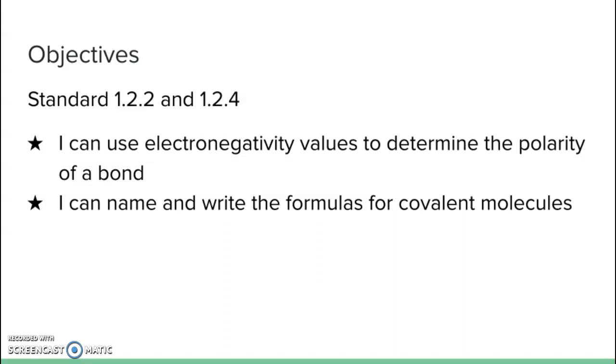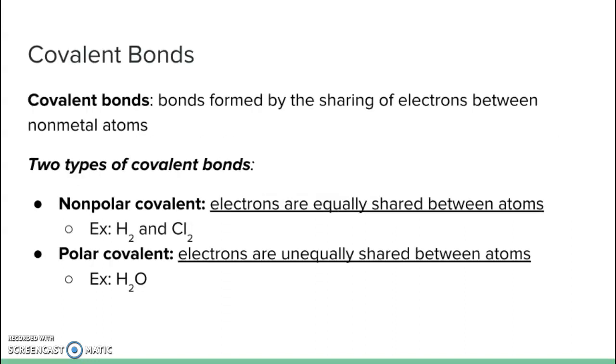What we are going to be able to do by the end of today is use electronegativity values to determine polarity of a bond, and name and write the formula for covalent molecules, all right? So it's kind of a two-parter today, right?